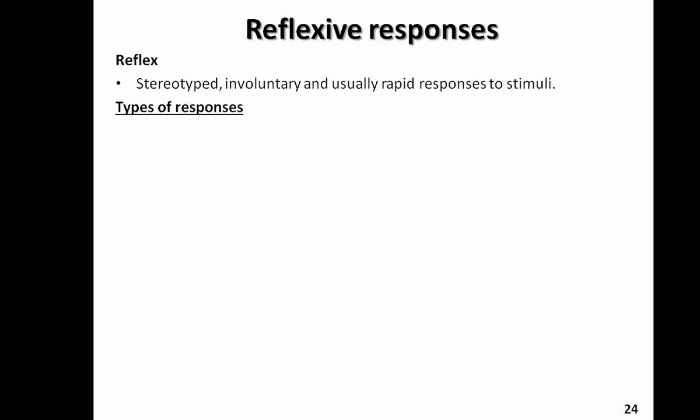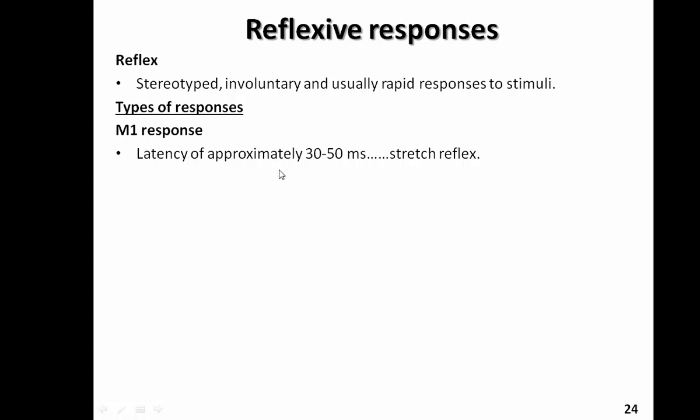And there are 4 general types of responses. The first is called the M1 response, and this is the type of response that is the fastest. The latency is about 30 to 50 milliseconds, and that is the monosynaptic stretch reflex, or the patellar tendon example of the stretch reflex. So there's only one synaptic connection on one leg, and that is the fastest type of connection that we can have in the nervous system.